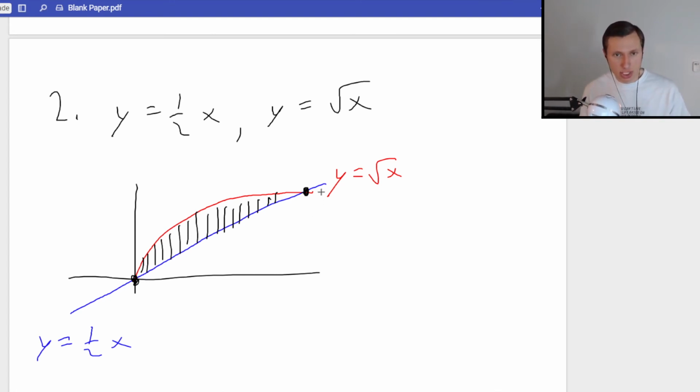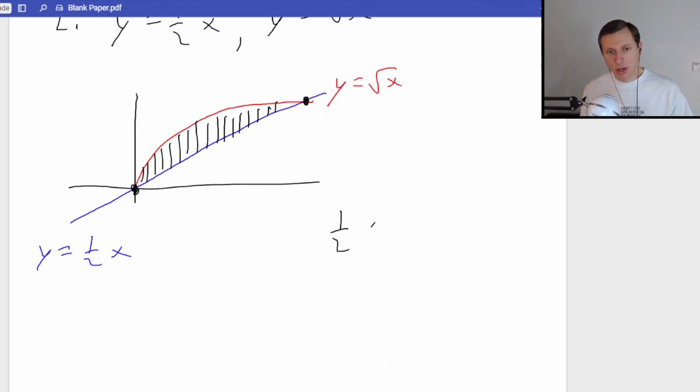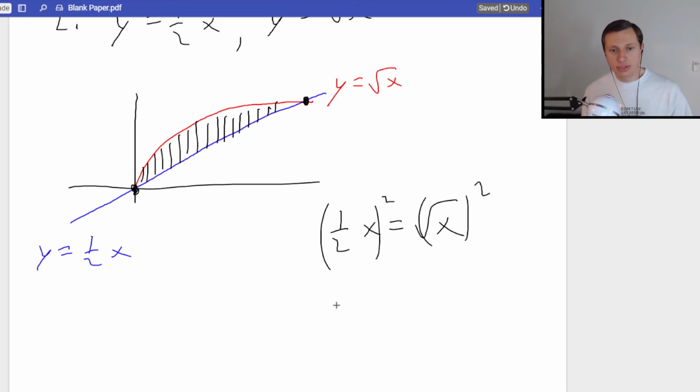We need to find these intersection points. How do I do that? Again, we're going to set them equal to each other. 1/2 x equals the square root of x. To solve this one, the first step is actually square both sides. It's not fun, but we have to do it. Square both sides. On the left, you get 1/4 x squared. On the right, square root of x squared, you actually just get x.